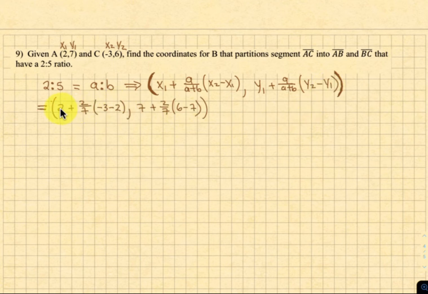We plug in the numbers. That's 2 plus 2 over 7 times -3 minus 2. That's our x-coordinate. And the y-coordinate will be 7 plus 2/7 times 6 minus 7. When we simplify it, the best way to do that is just to plug this into the calculator. You get 4/7 for the x-coordinate and 47/7 for the y-coordinate. So this point is the point that partitions the segment into a ratio of 2:5.